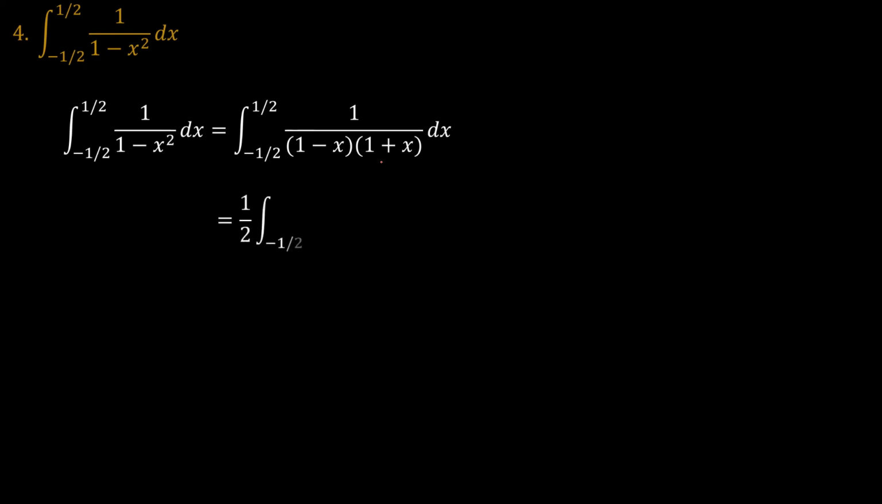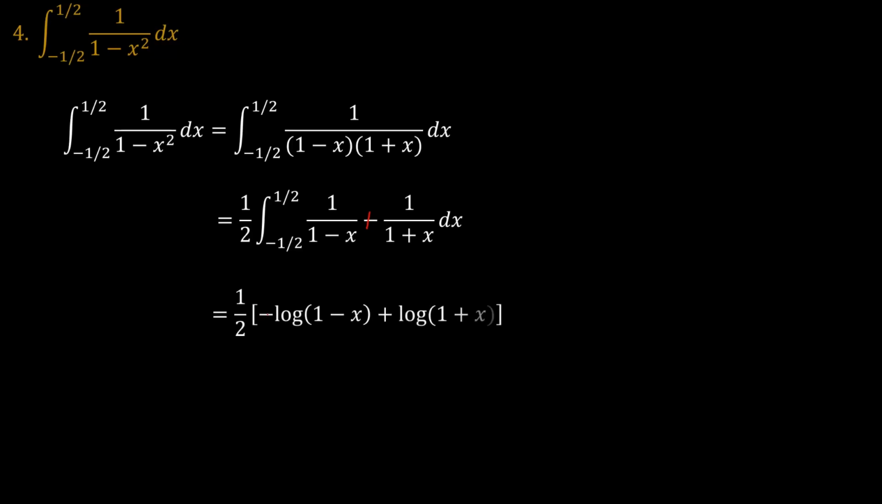And so we can express this as a half of 1 over 1 minus x plus 1 over 1 plus x. This is the same as, after integrating, a half times minus the negative of natural logarithm of 1 minus x plus logarithm of 1 plus x, with the limits now applied appropriately.